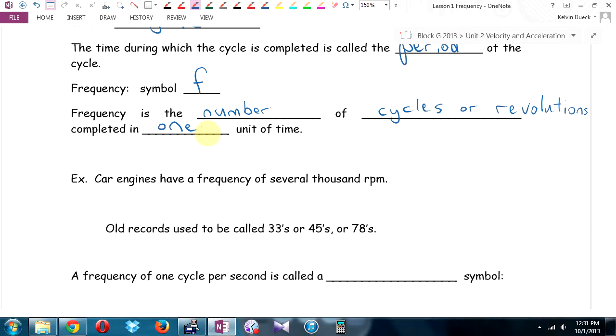Per minute is your unit of time. By the way, in physics, we never use minute as a unit of time, but they do in auto. Okay, revolutions per minute. That's a frequency. It's a bad frequency because it's not per second, but that's a frequency.